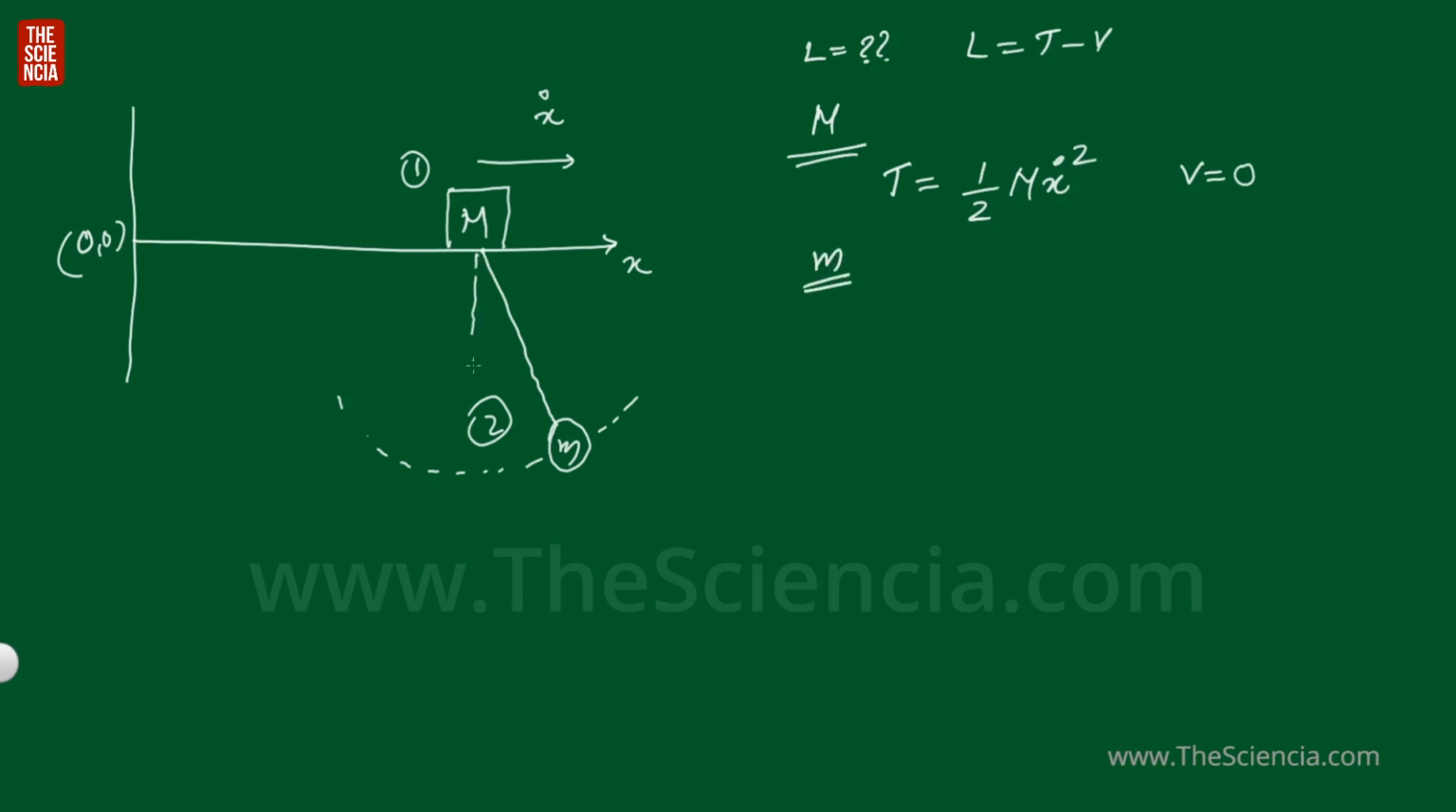So here you can see this is angle theta. And for this mass m, what are the velocities? You know, the small m is attached to capital M. Therefore, the small m is also moving with the velocity x dot in the x direction. Okay, and this mass is oscillating about this axis.